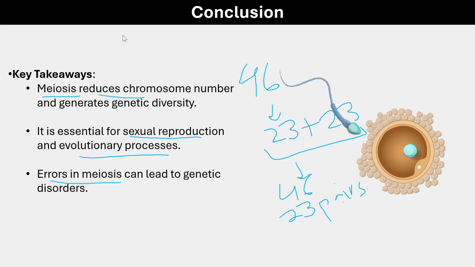And if there are errors in the process of meiosis, there will be an error in the number of chromosomes in the gamete, leading to a problem in the consistency of the number of chromosomes in the offspring, thus leading to various kinds of syndromes like Turner syndrome or Down syndrome in the offspring.